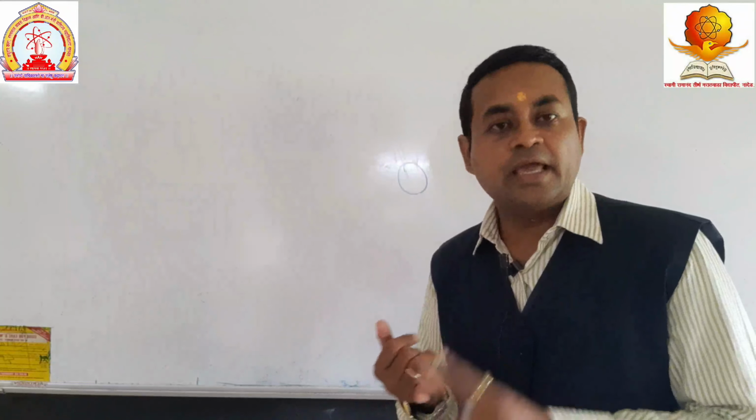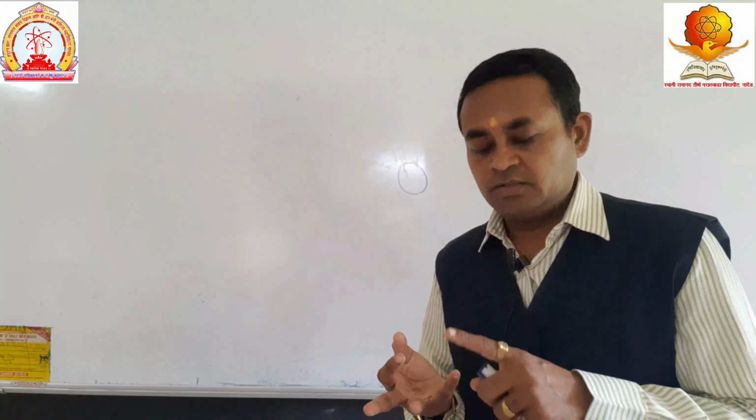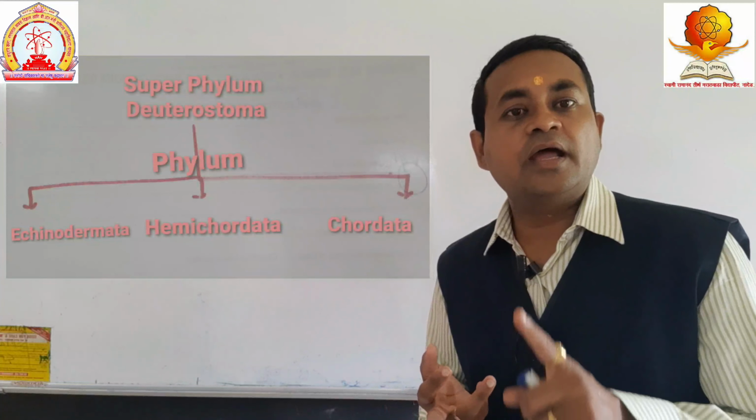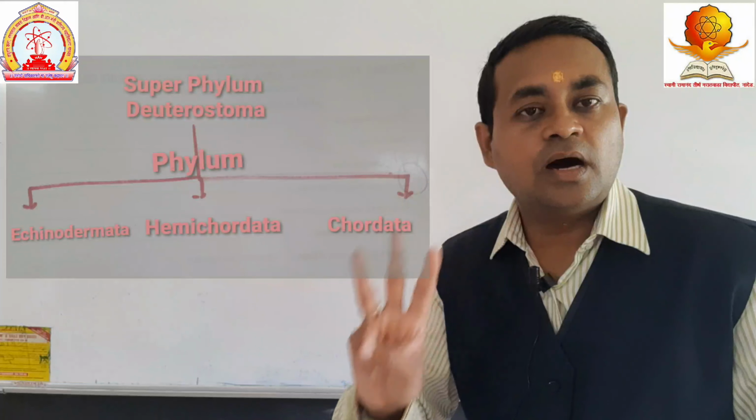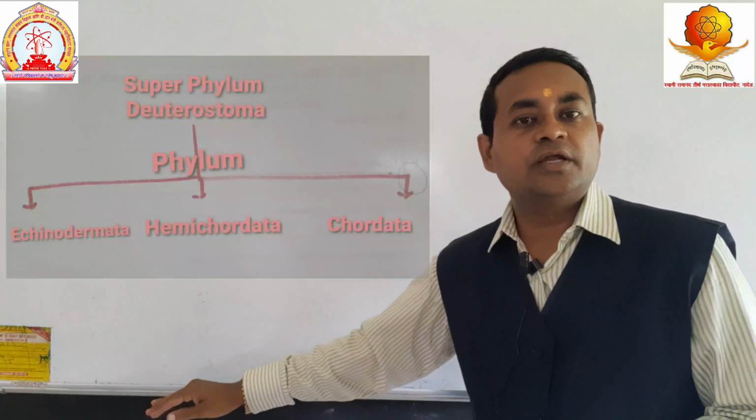First one is the Hemichordata, then Echinodermata, and the last one is the Chordata. These three are included in the Deuterostomia.